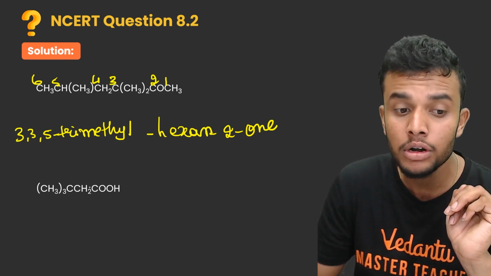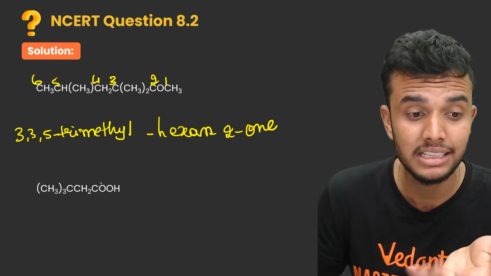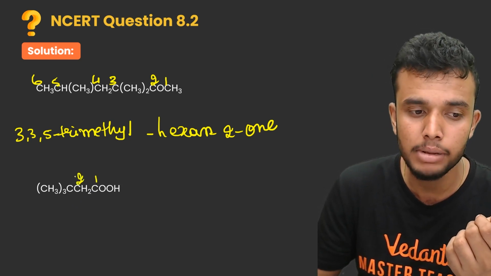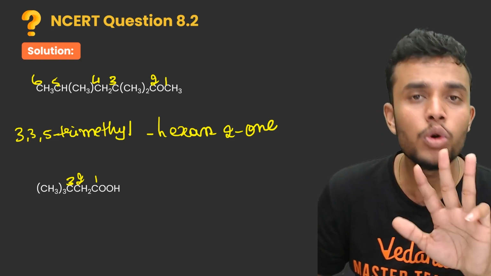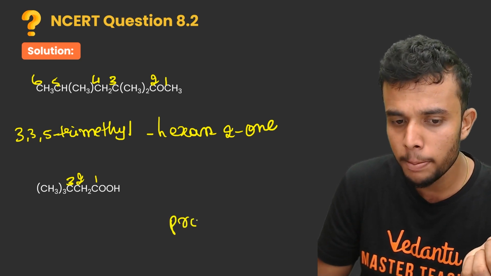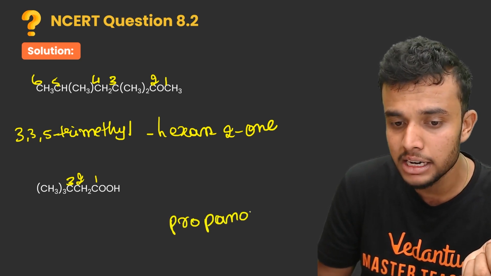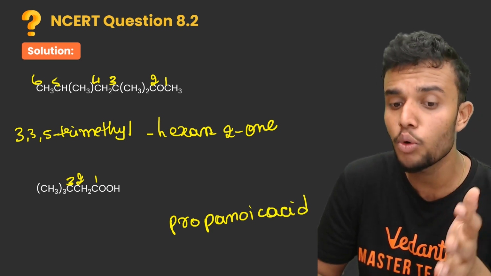Here in the last compound, the carboxylic acid functional group is there and it's present on the right side. That's why the numbering is taken from the right side. 1, 2, 3. Here only 3 carbon atoms are present. That's why the name becomes propanoic acid. Why -oic acid? Because the carboxylic acid functional group is there. That's why the suffix term becomes -oic acid.